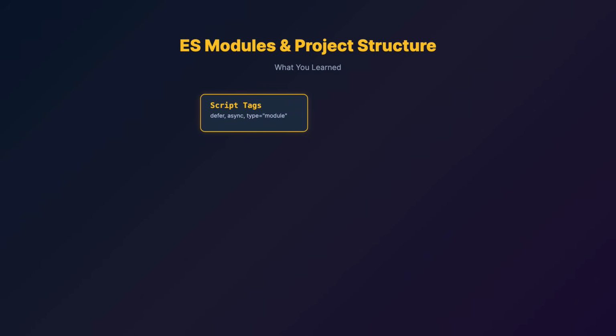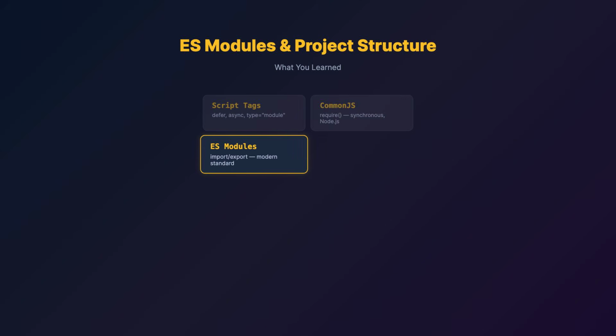Let's recap. Script tags: use defer for most scripts, async for independent ones, type=module for ES modules. CommonJS uses require and module.exports. It's synchronous and used in Node. ES modules use import and export. They're the modern standard for both browser and Node.